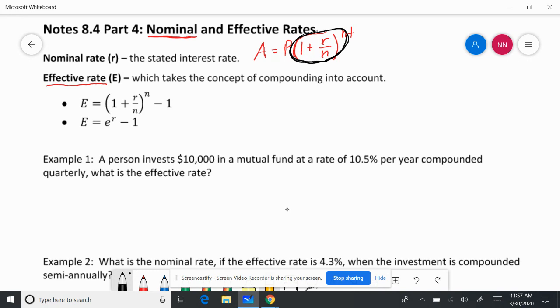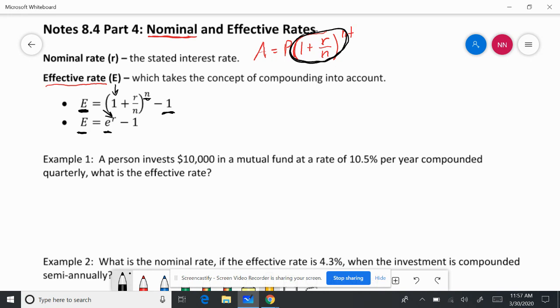So if you look, our effective rate is 1 plus our nominal rate over how many times it compounds raised to how many times it compounds. Now, because of the plus 1, we're subtracting 1, and that gives us our effective rate. So the more times it compounds, the greater our effective rate is going to be. The formula works exactly the same with the continuous function. What we're doing is we're using the number e, we're raising it to the nominal rate, and then we're subtracting 1.